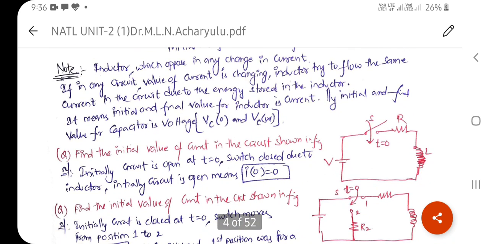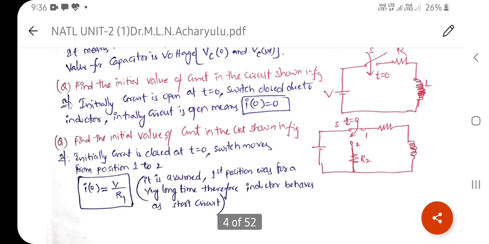Now take directly this simple RL circuit. At t equal to 0, the switch is open. Initially the circuit is open, and at t equal to 0 the switch is closed. Due to the inductor, the initial current is I of 0 equal to 0. It is open circuited generally at the initial condition, t equal to 0 plus.